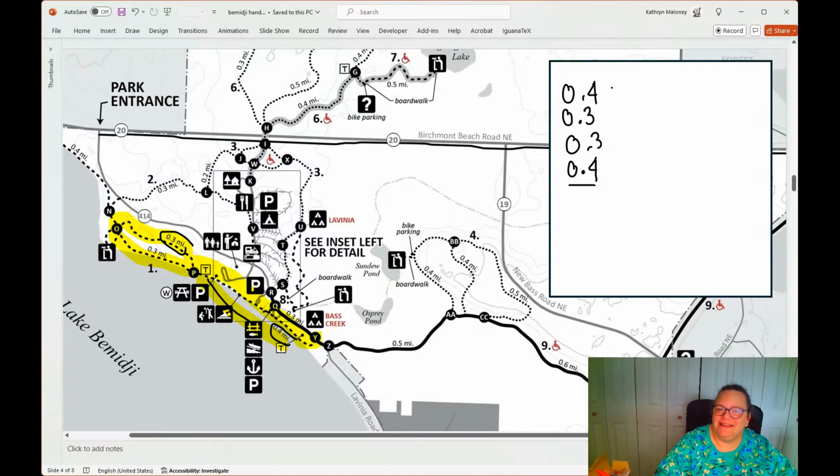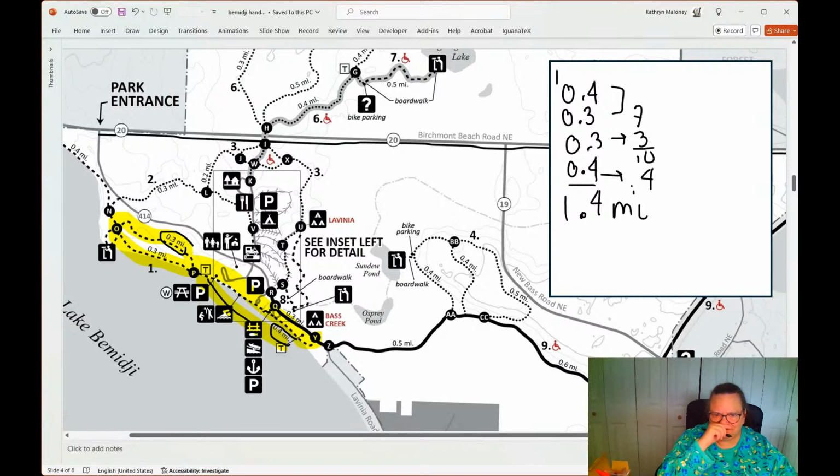So let's start adding. 4 plus 3 is 7. Plus 3 is 10. Plus 4 is 14. We're going to have a 4 here. Bring down our decimal. Put a 1. 1 plus 0 plus 0 plus 0 plus 0 is 1. So we actually walked 1.4 miles.